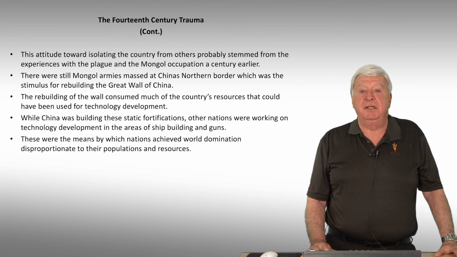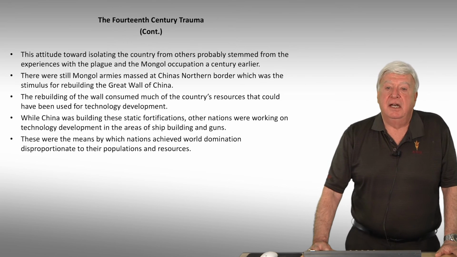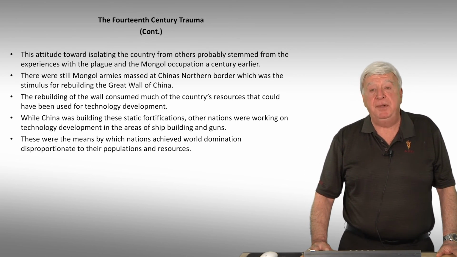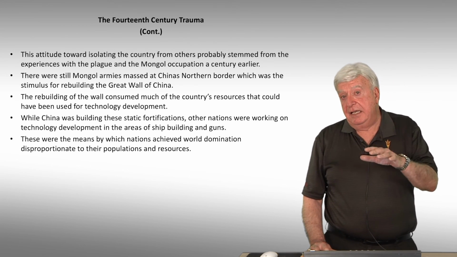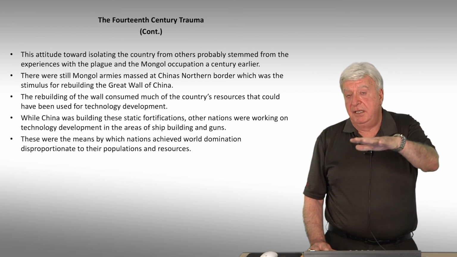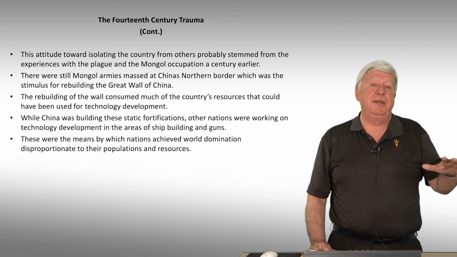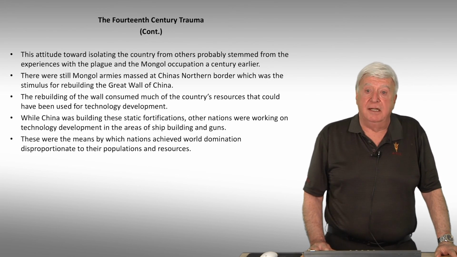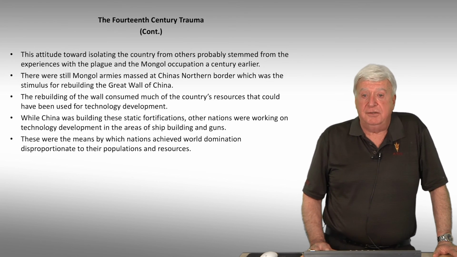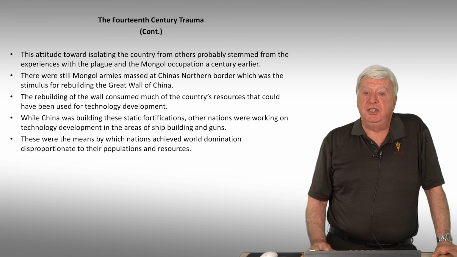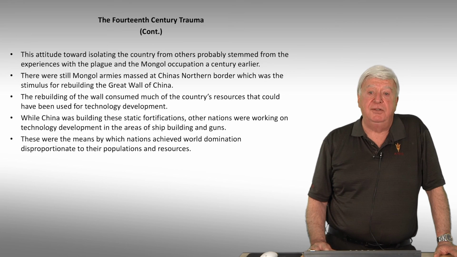While China was building these static fortifications, other nations were working on technology development in the areas of shipbuilding and guns. So again, as we mentioned before, China, India, and the Islamic society became much more conservative, while Europe and other societies really ramped up their shipbuilding and gun technology and other areas, clocks, that sort of thing. These were the means by which nations achieve world domination, disproportionate to their populations and resources.